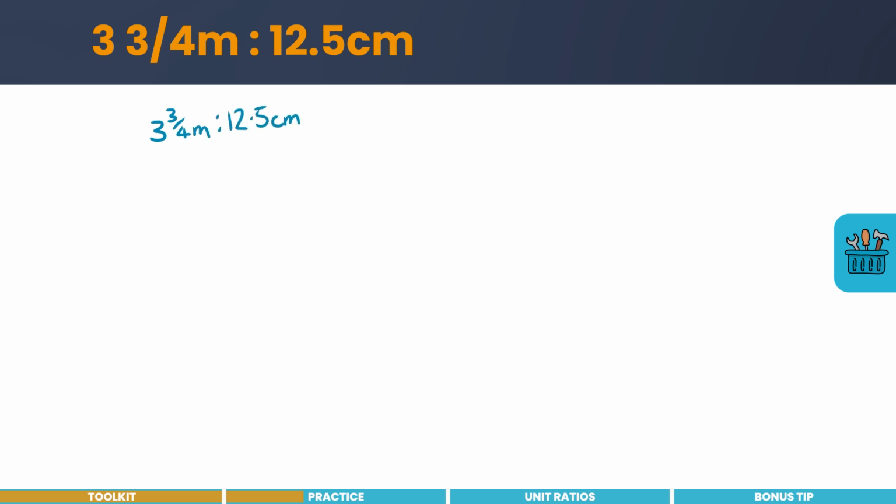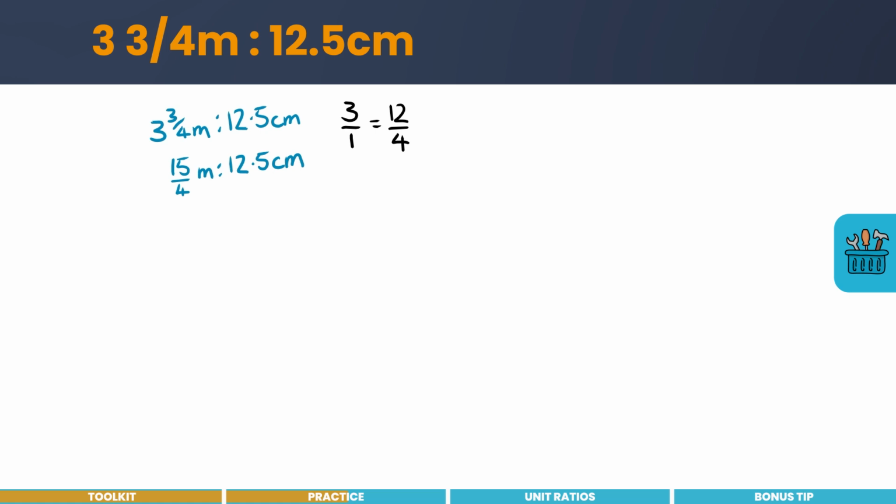First, I would look to match the units by converting the 3 3/4 metres to centimetres. But this means I'd need to multiply a mixed fraction by 100, which doesn't seem that quick to me. So instead, I think I'll convert the mixed fraction to a single fraction first. For 3 3/4, we have 3 whole units, which is the same as 12 quarters. This means that the mixed fraction of 3 3/4 becomes 15 quarters as a single fraction.